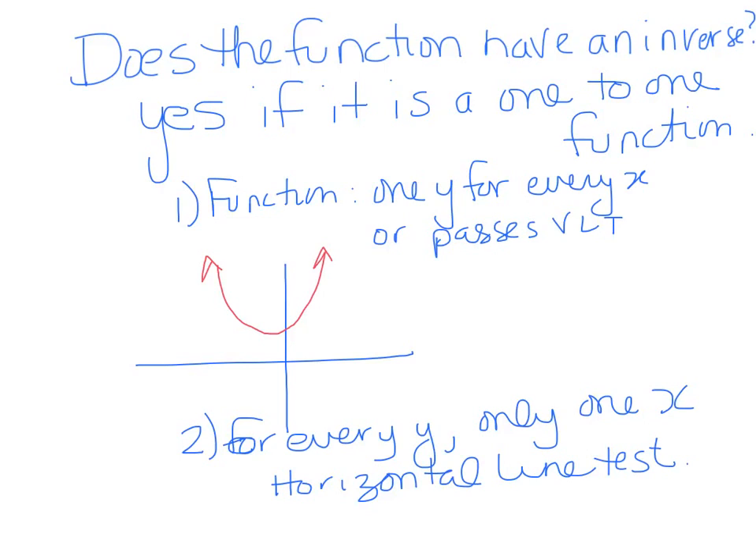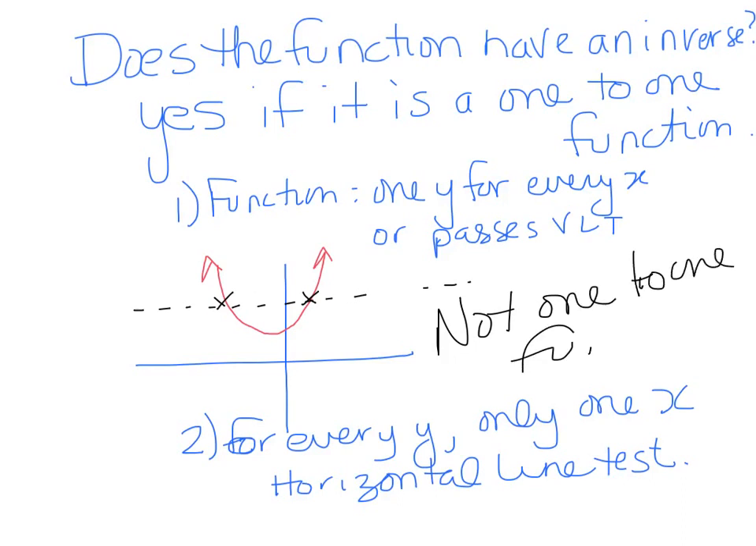Okay? So looking at this graph, you ask yourself, does this function, yes it's a function, but does it pass this horizontal line test? Crosses here, crosses there, and you have to say no. Okay, so we decided that this parabola fails the horizontal line test, therefore it is not a one-to-one function, and if it's not a one-to-one function, it does not have an inverse.